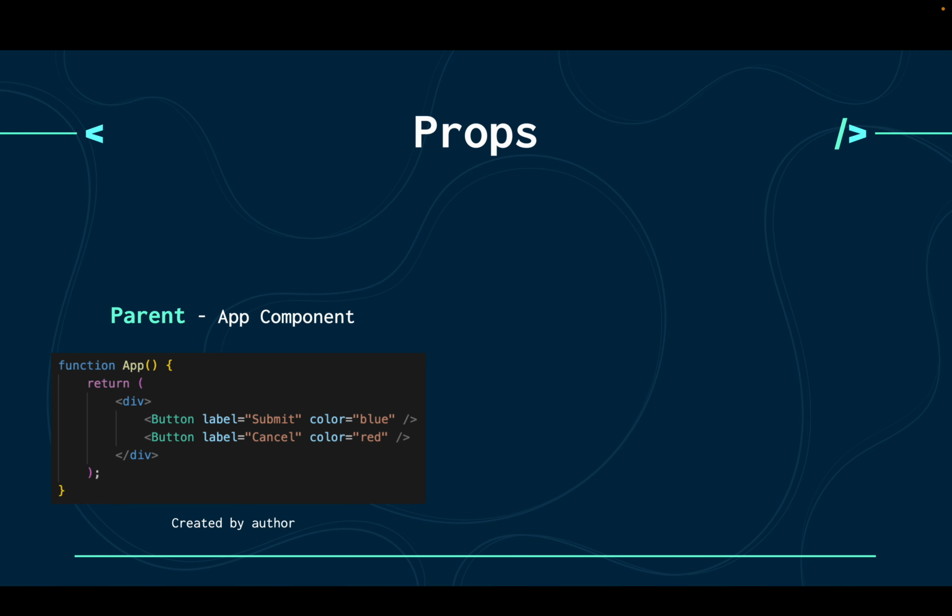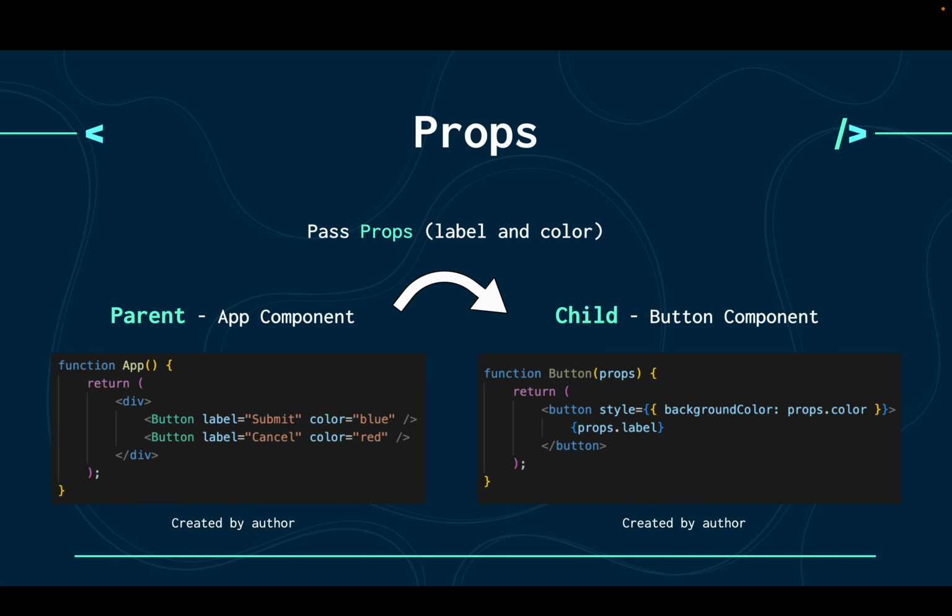Here we have a simplified code sample in React that helps us better understand how props are passed down from the parent component to the child component for our button example. The parent component, which is the app, passes props down to its child component, which is button in this example, in the form of a label and a color. Button then uses the props data to display the button with a desired label and color.